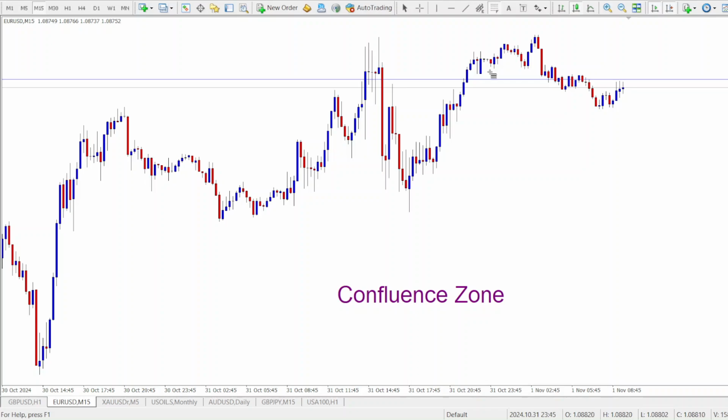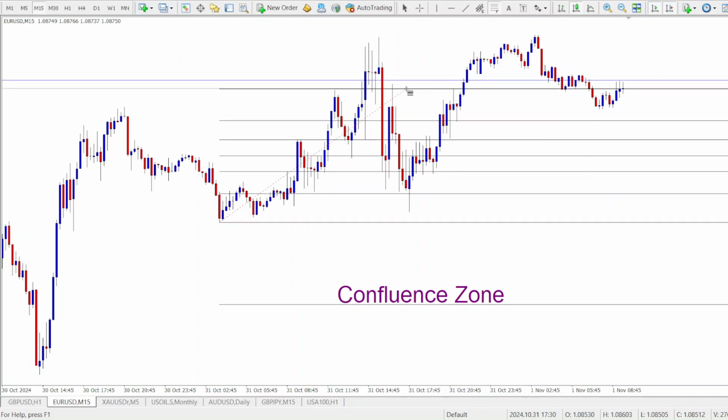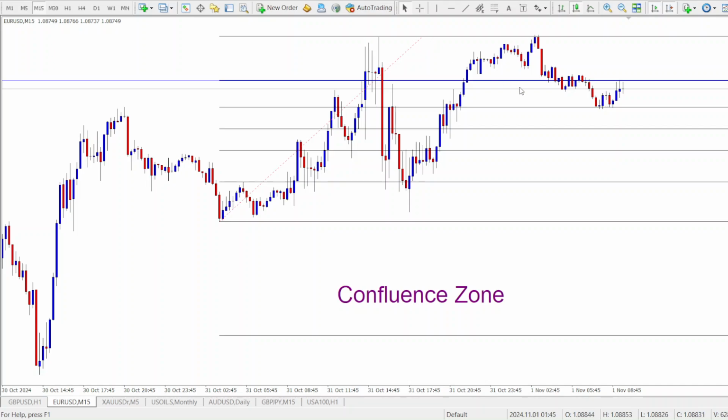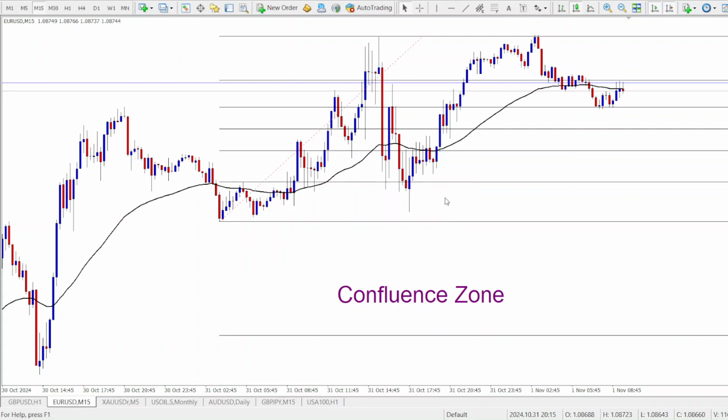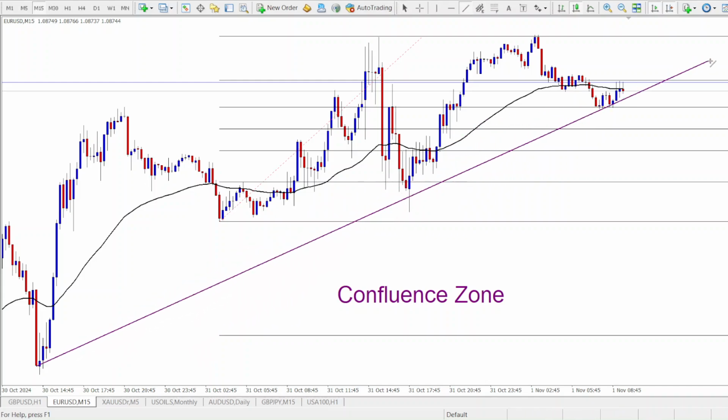But for the purpose of this video, we are going to be using the Fibonacci retracement tool. We're also going to be using moving averages, and trend lines and support resistance levels. Basically, that's what we are going to be using in this particular video.